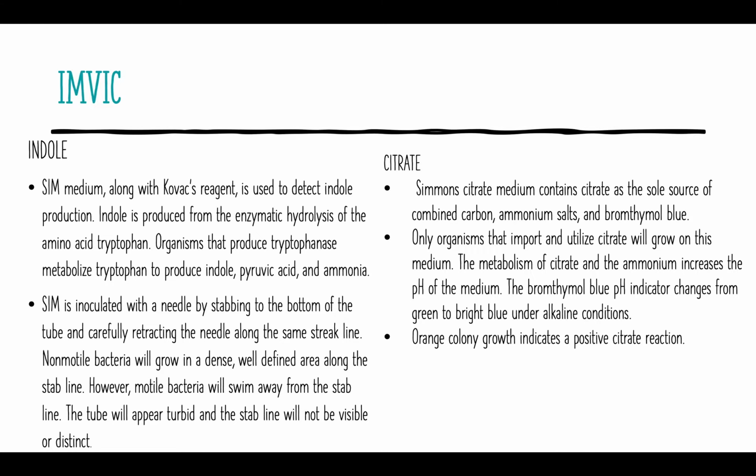The metabolism of citrate and ammonium increases the pH of the medium, and the bromothymol blue pH indicator changes from green to light blue under alkaline conditions. If there's blue colony growth, this indicates a positive citrate reaction.